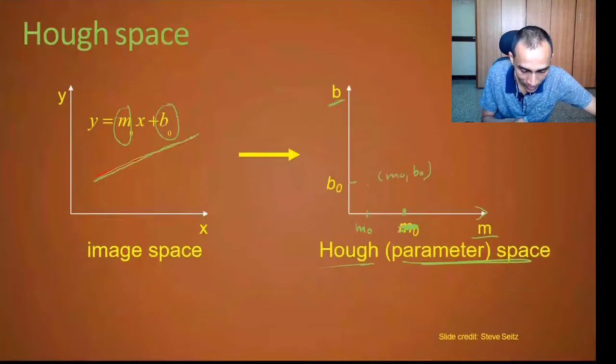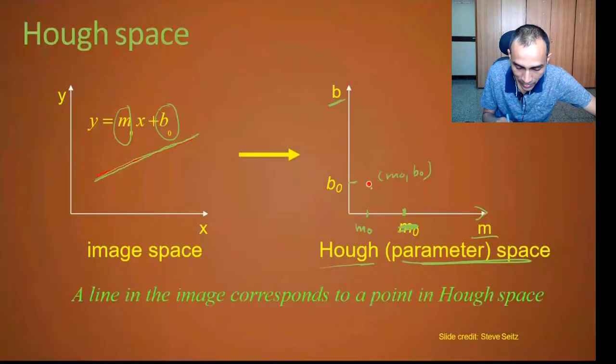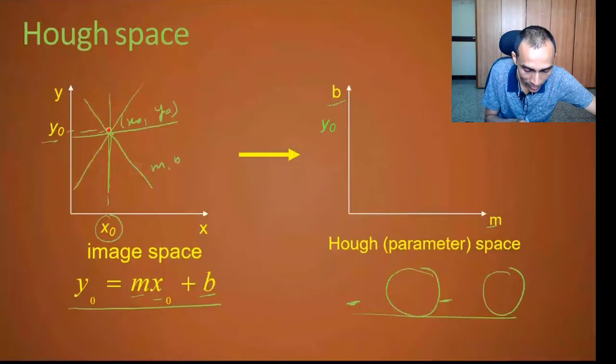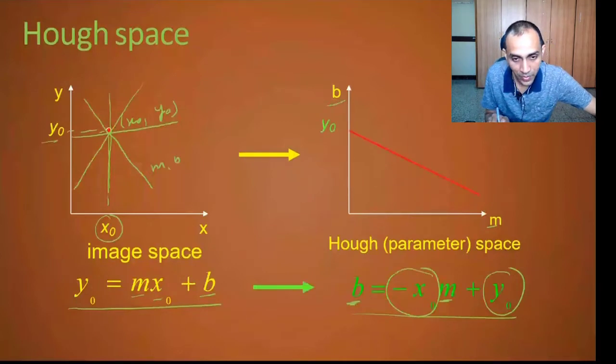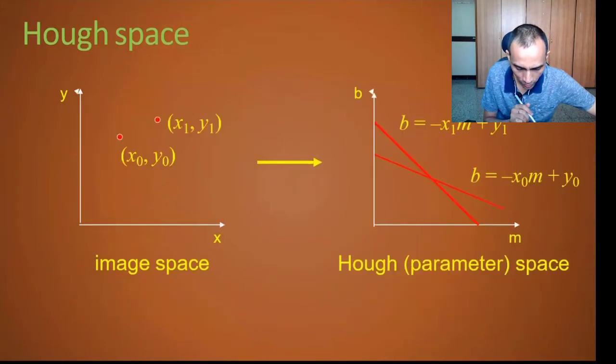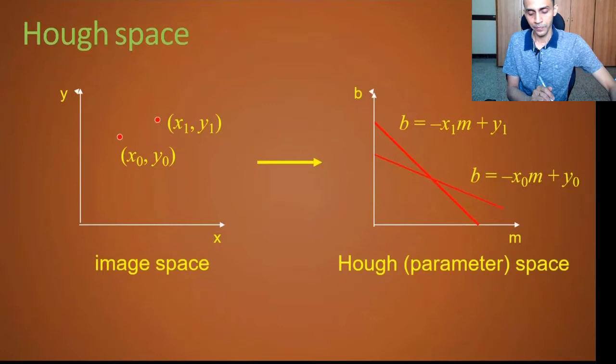a line in an image space corresponds to a point in a Hough space, whereas a point in an image space corresponds to a line in a parameter space. So there is a kind of dual relationship between the two spaces. A line in one corresponds to a point in the other, and a point in one corresponds to a line in the other. So I hope that everybody understands it.